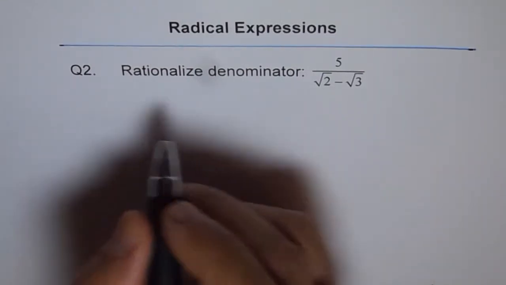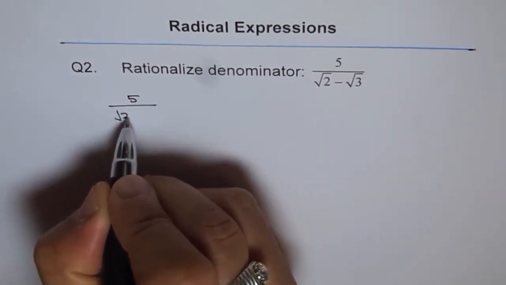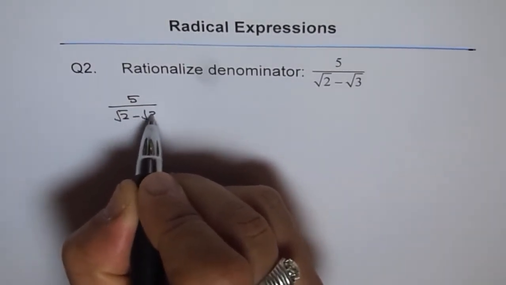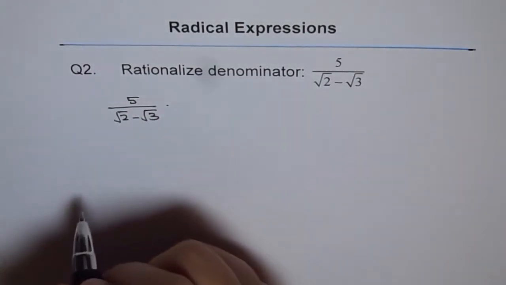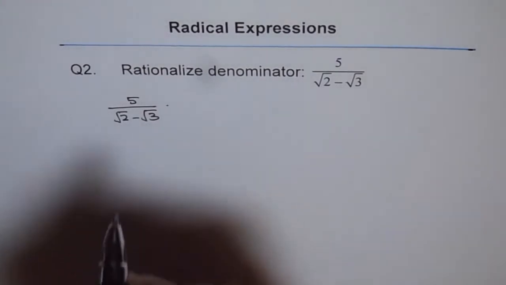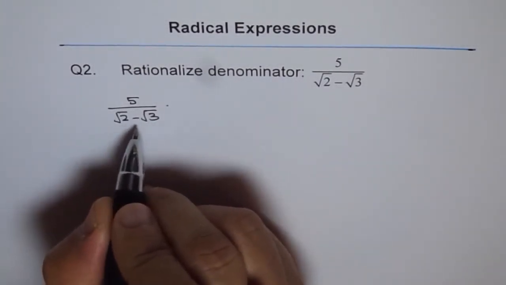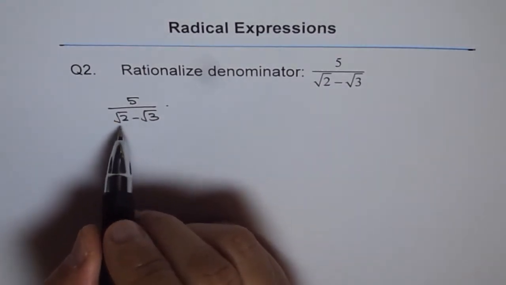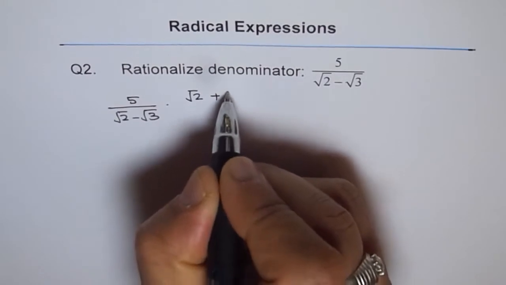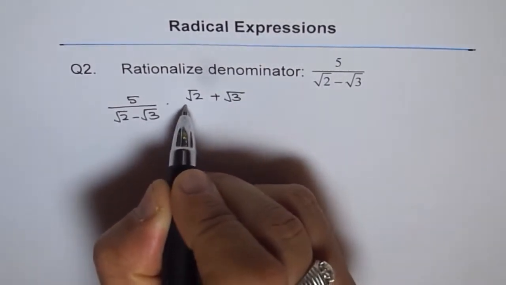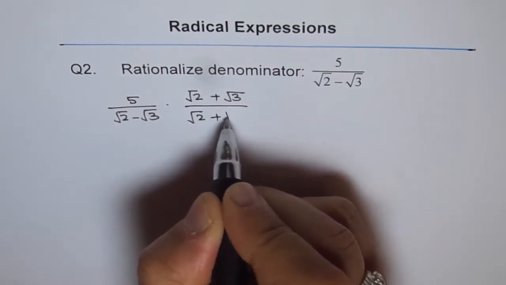So what I'm trying to say is that we have this expression 5 over square root 2 minus square root 3, right? Now we want to get rid of square roots from this denominator. So we can do that by multiplying and divide by the conjugate of this number. And the conjugate is square root 2 plus square root 3. So we'll multiply and divide by the same term, square root 2 plus square root 3.